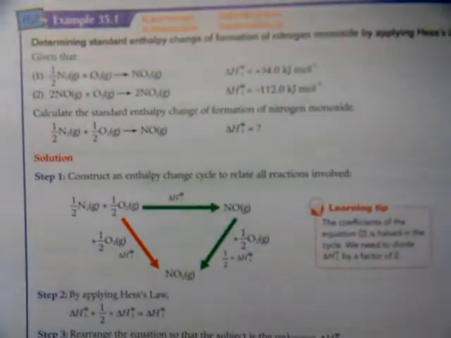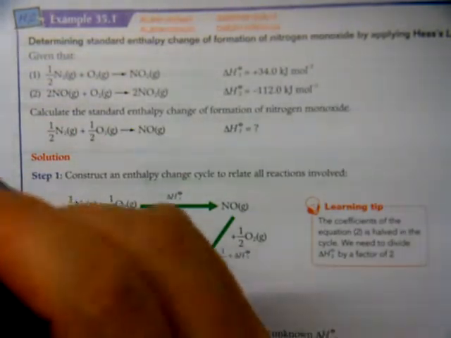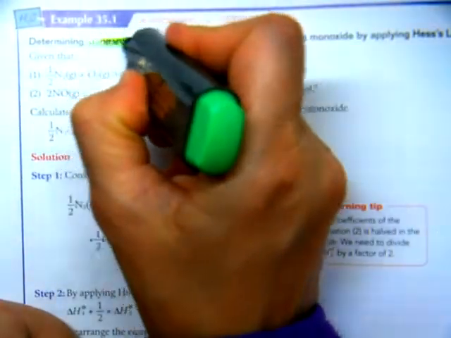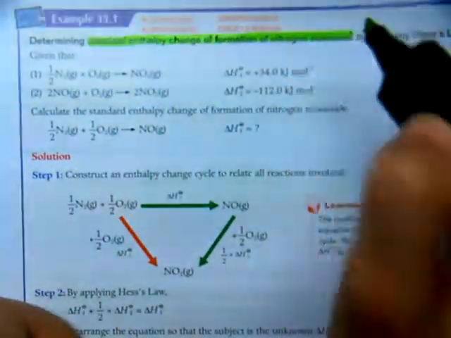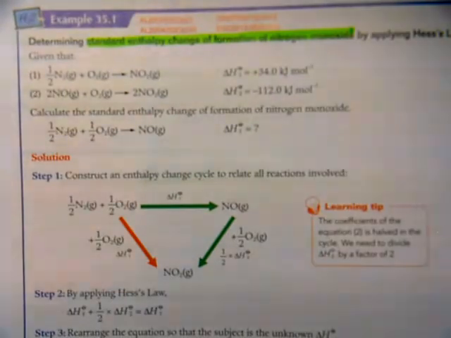Example 35.1. Determine the standard enthalpy change of formation of nitrogen monoxide. Bear in mind, use a green highlight pen to highlight our target. This is important. If you haven't got your target, then you are not solving the problem properly.